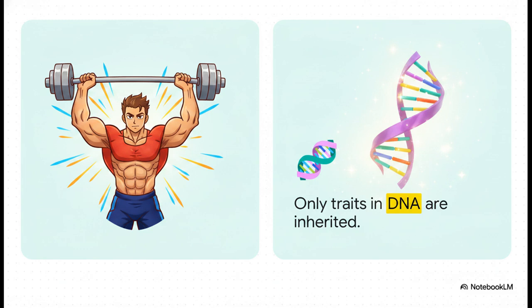Modern genetics proves that the changes you make in the gym only affect your somatic or physical cells. Only the traits encoded deep in your DNA, in your germ cells, are actually passed on to the next generation. So yeah, Lamarck was ultimately proven wrong on this one.